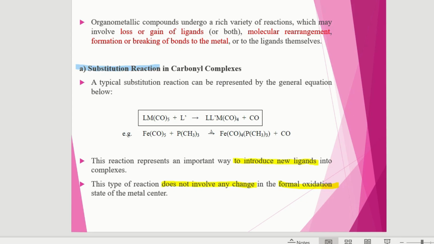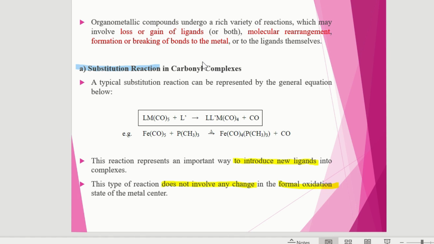So for today we are going to discuss summation of organometallic compounds. As you know, organometallic compounds undergo a rich variety of reactions, which may involve loss or gain of ligand, molecular rearrangement, and formation or breaking of bonds to the metal and also to the ligand itself.